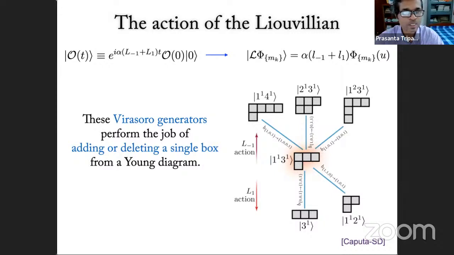So Shouvik, please stop sharing. Now we have Aritra Ghosh, who will talk on contact and metric structures in black hole thermodynamics. Aritra, please share your screen.